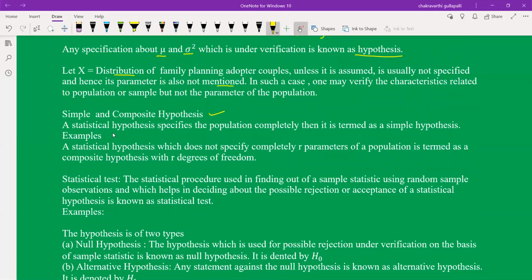Simple and composite hypothesis. If a statistical hypothesis specifies the population completely, then it is termed as simple hypothesis. Suppose the population has two parameters. If the hypothesis specifies the two parameters completely, it is called simple. Otherwise, it is called composite. So, for example, a statistical hypothesis which does not specify the parameters completely. Here we have to take the example.